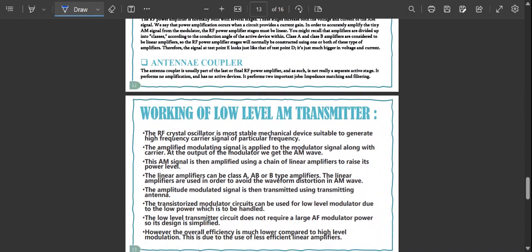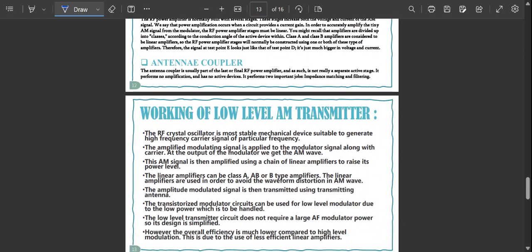Then we have the antenna coupler. The antenna coupler is usually part of the last or final RF power amplifier, and as such is not really a separate active stage. It performs no amplification and has no active devices. It performs two important jobs: impedance matching and filtering.